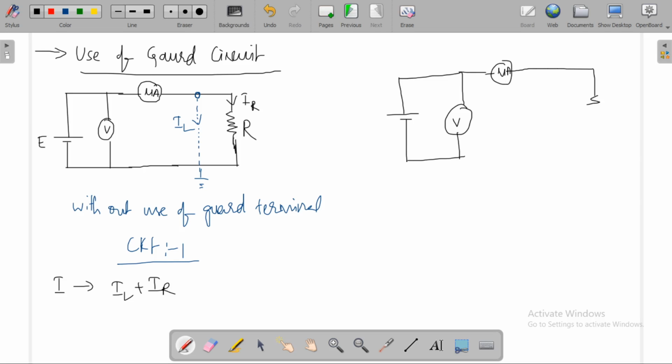Anyhow, this is a microammeter. Let R be the resistance connected between these two terminals. This is the resistance which is to be measured. Let this be the leakage path; the current flowing through this is IL. Now let me use a guard terminal. This is the guard terminal.